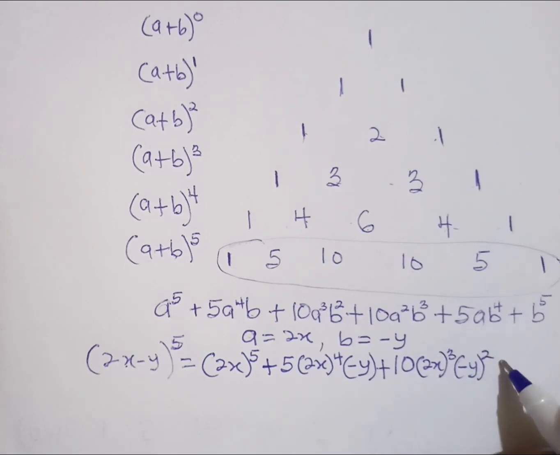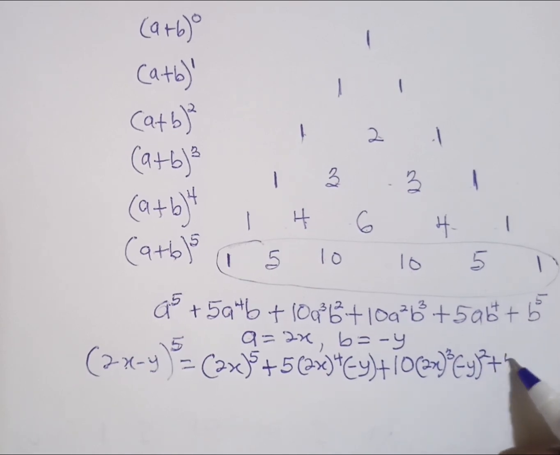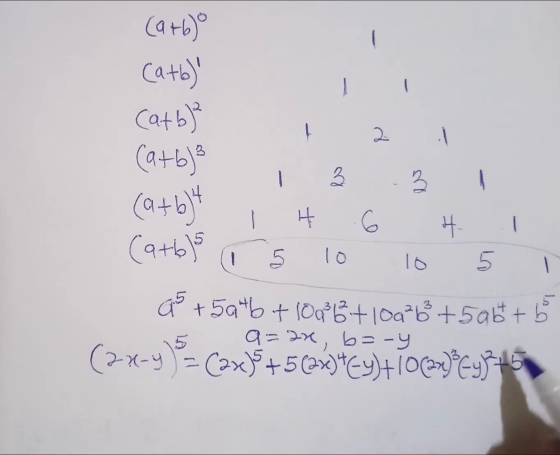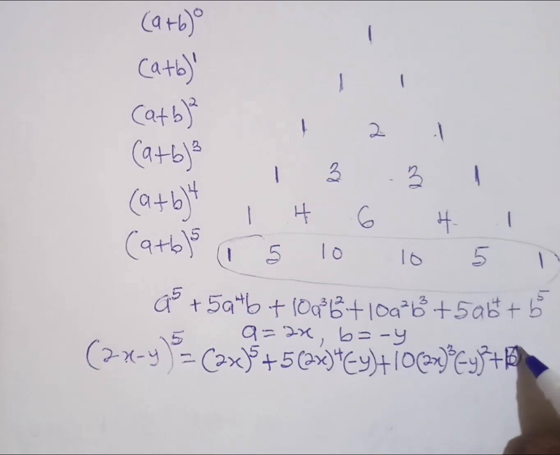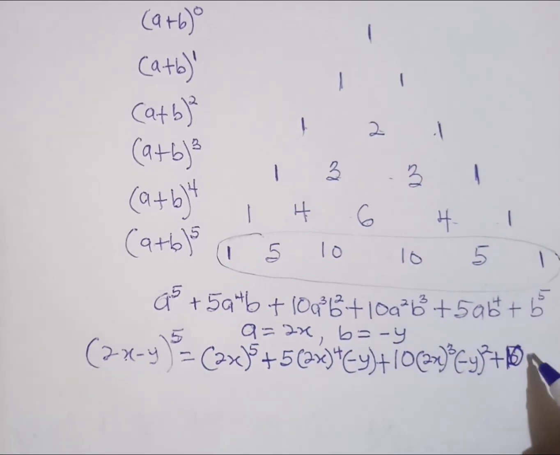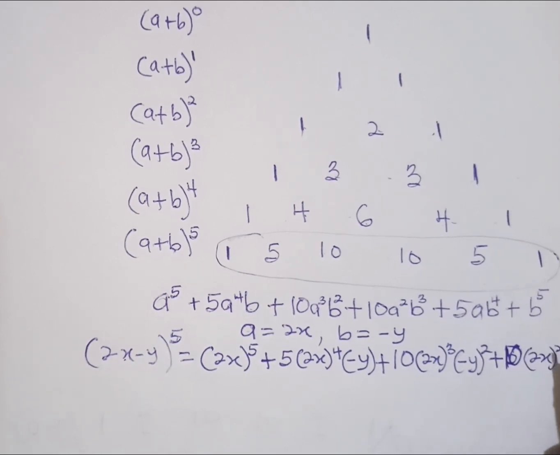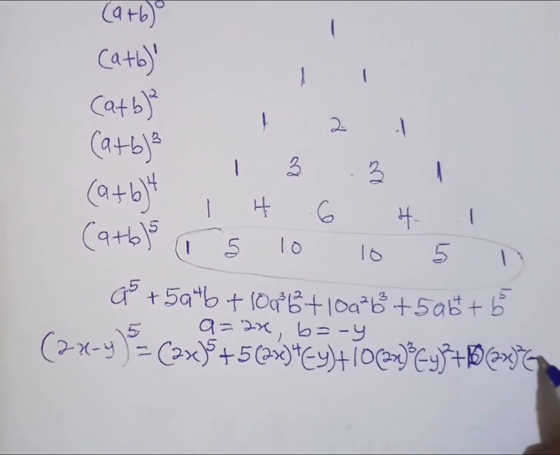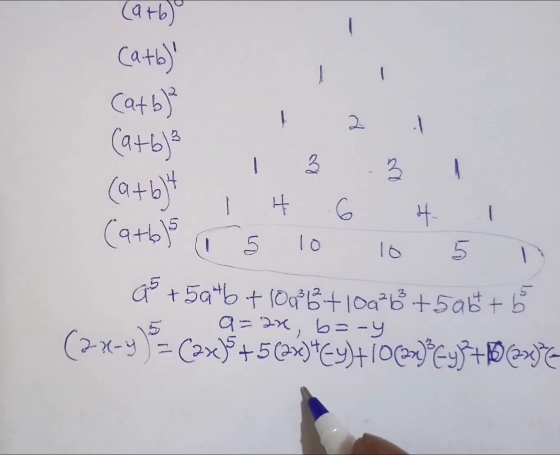Then I have square there plus, good, so plus what? 5. 5 is there. Oh, I still have 10. Good. So I still have another 10. So I have my 10 here. So have another 10 here, and then I put my 2x there squared, and then my b is what? My b is negative y, and then this time it is cube. So let me continue from here.